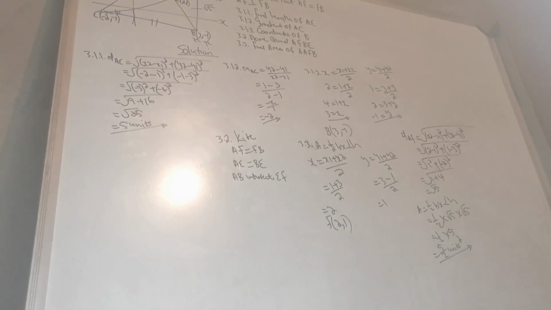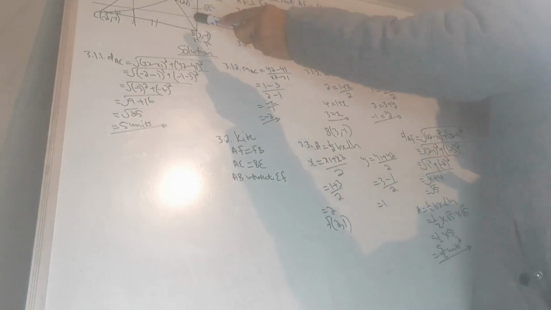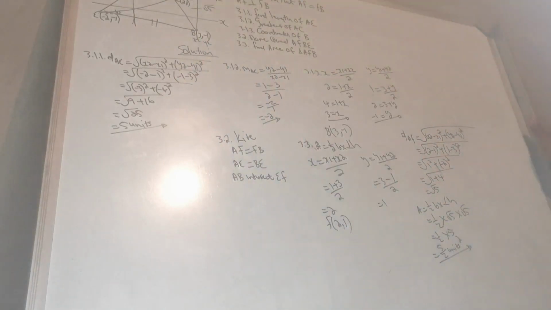AF is equal to FB, but not parallel. They mean the distance of AF. Moving from A to F is the same as moving from F to B in terms of the distance, not in terms of the gradient.